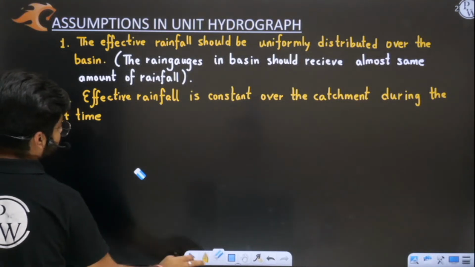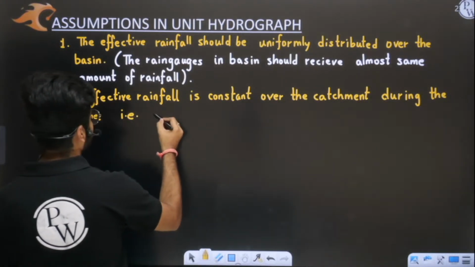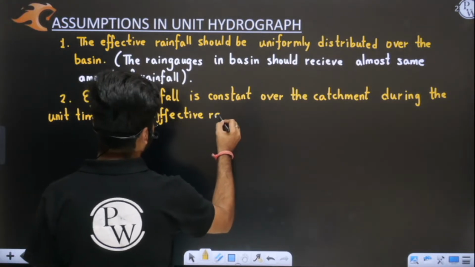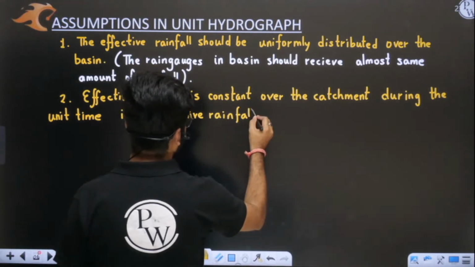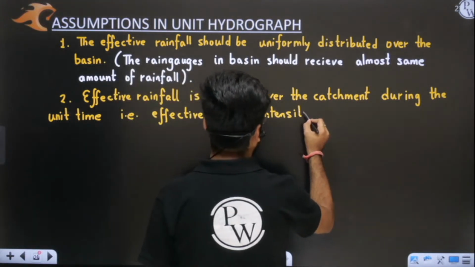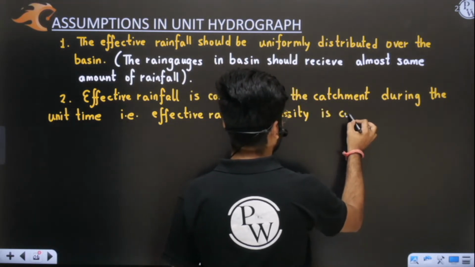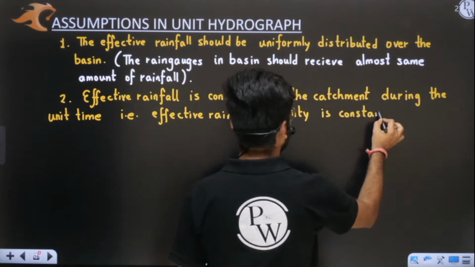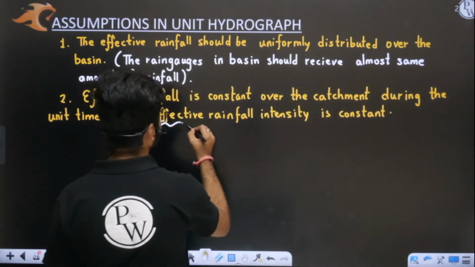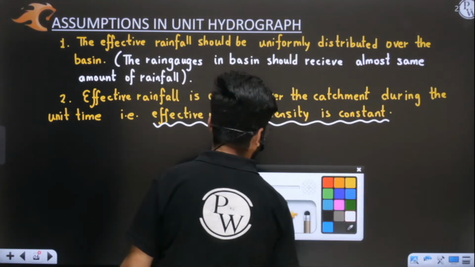Okay, unit time means what? When you divide by time, you get effective rainfall intensity. Effective rainfall intensity is constant. We are not having a complex storm, sir. We are having a simple storm in which effective rainfall intensity is constant. So this is your second assumption.